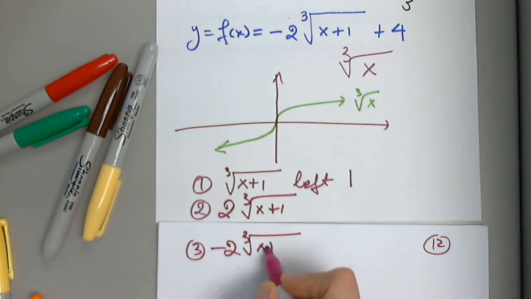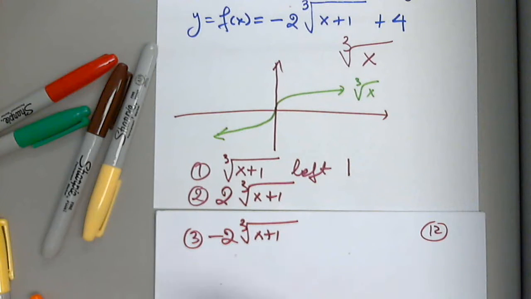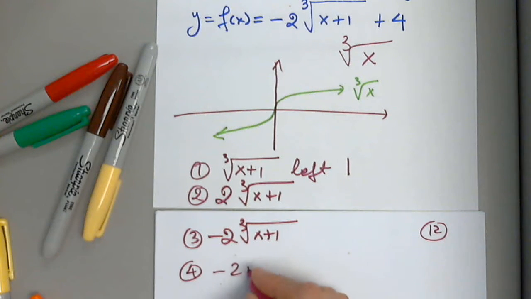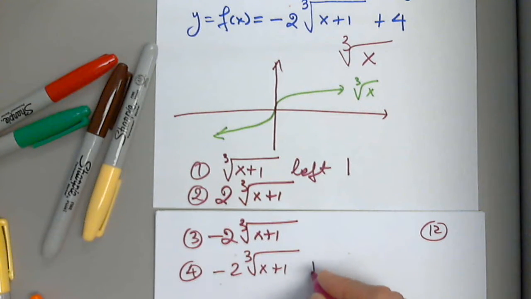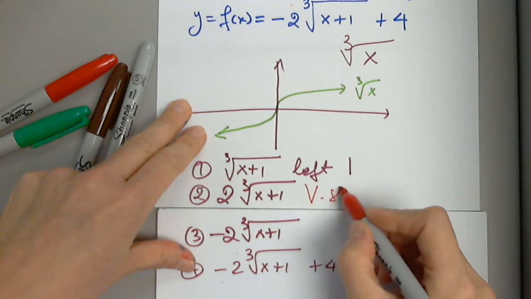-2, the cube root of x plus 1. We'll come back and explain what those are. And the last one will be -2, the cube root of x plus 1 plus 4. So let's go back to number 2. We did not write what number 2 represents. Am I changing x? No, we haven't discussed that one. I'm changing y. So what happens? Yes, a vertical stretching by a factor of, so vertical stretching.